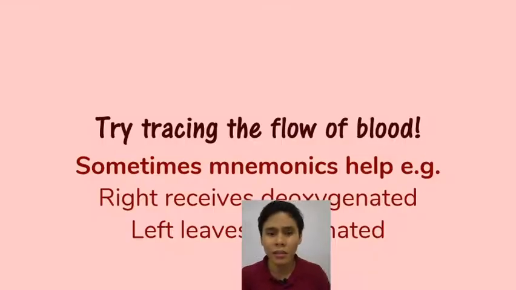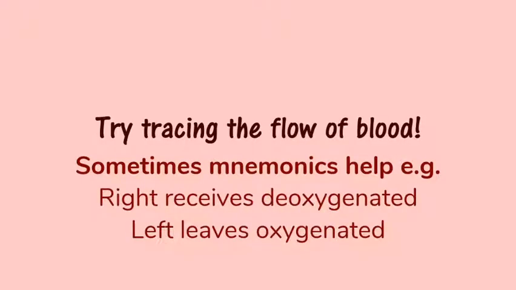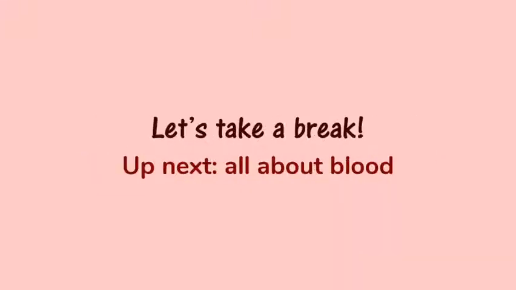Okay? So I hope you guys try tracing the flow of blood. That's part of your brainstorm discussion, tracing the flow of blood. Sometimes mnemonics might help. For example, right receives deoxygenated and left leaves oxygenated. You can make some sort of sentence with that so that you can remember that the right atrium receives deoxygenated blood while the left ventricle pumps out oxygenated blood.